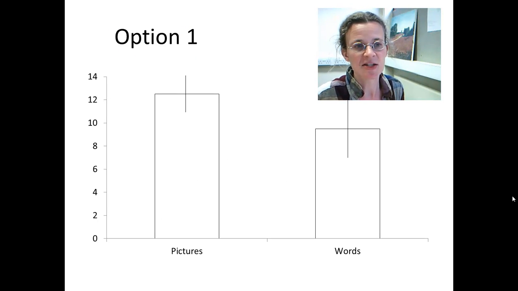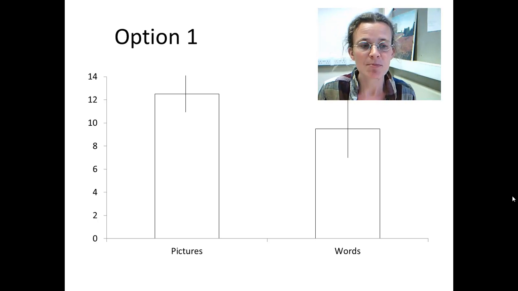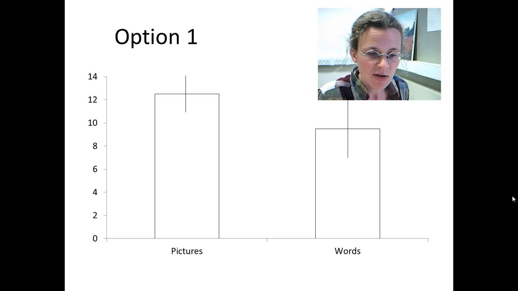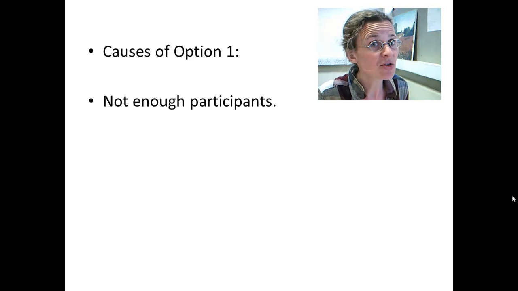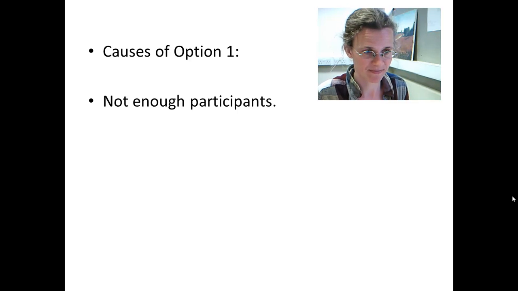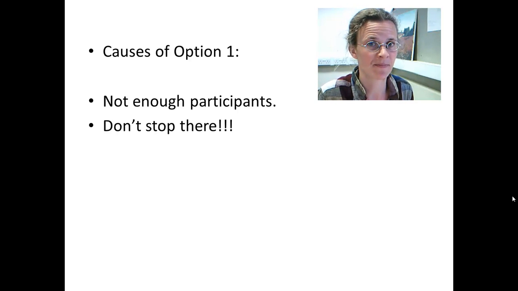So some of you might have had this kind of result: pictures slightly better than words, but no significant difference. So it goes in the right direction. That's positive. How could you explain the fact that you haven't found a significant effect in this instance? Well, what could be causing it could be not enough participants. But don't stop there. Many of you stopped there. You should not. You need to explain that fully.